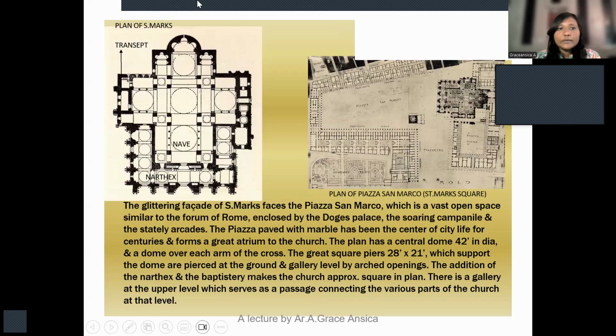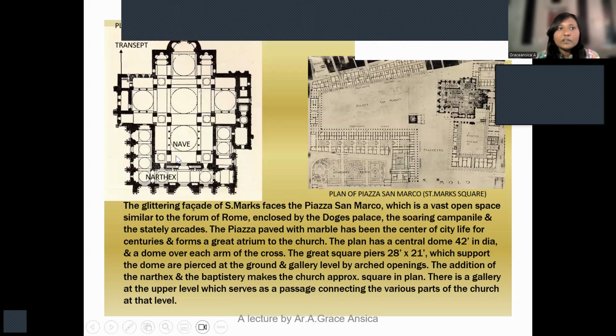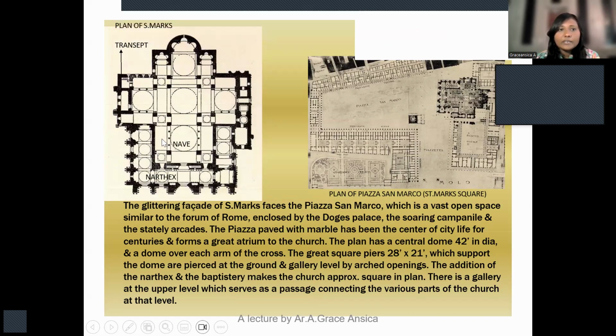Now let's look into the plan. This is basically called the Greek cross. You can see that this dotted line represents the dome on top. You can see 1, 2, 5 domes, the main domes. You can also see the smaller domes on the sides. This portion is the nave area. This is the apsidal end. You also have this wing-like structure on both sides that is called the transept.